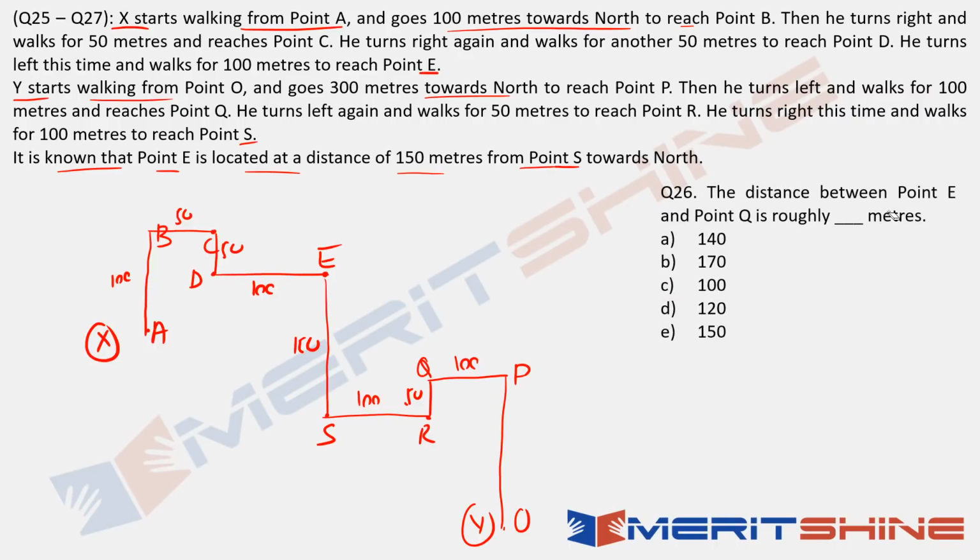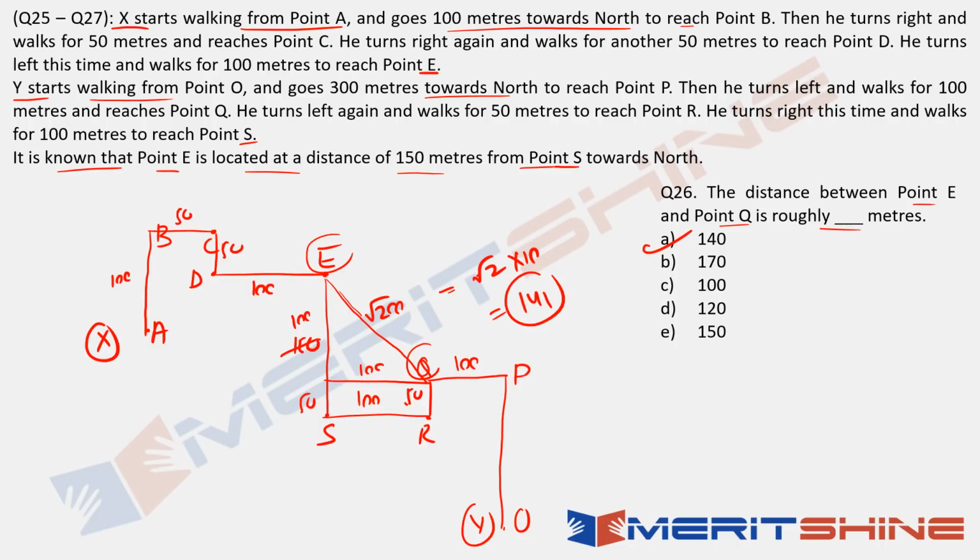The distance between point E and point Q is roughly how many meters? This is point E and this is point Q. You have to calculate this distance, right? You have done this much. So this is 100. This is 50, so this would be reduced to 100. What is this? 100, 100. This is root 200. Root 200 is root 2 into 10. Root 2 is 1.41. Answer would be 141. It says approximate. This becomes option A, that is 140.